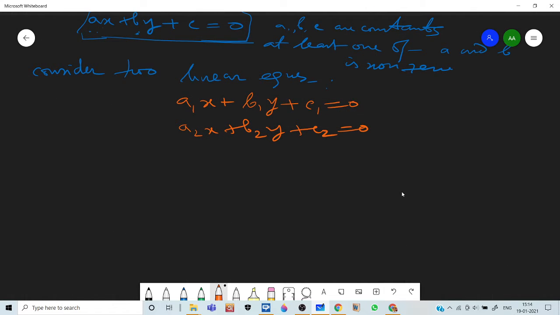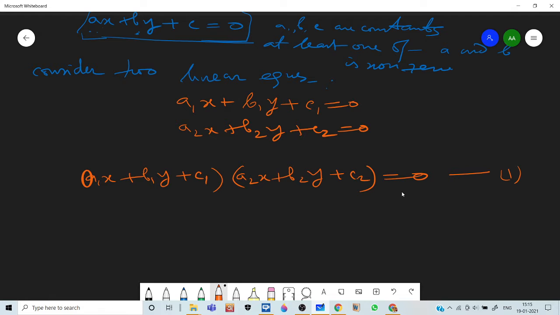Now multiplying these two equations, we get (a1x + b1y + c1)(a2x + b2y + c2) = 0. This equation, the product of these two linear equations, is equal to 0. We call it equation 1. Obviously, this is a second degree equation: multiplying a1x by a2x gives a1a2x square, b1y by b2y gives b1b2y square, and a1x by b2y gives a1b2xy. So the power is at most 2, and this is a second degree equation.